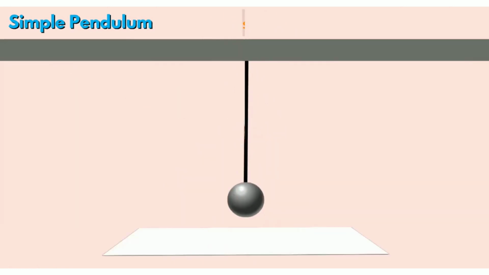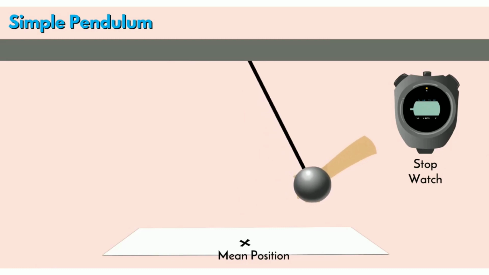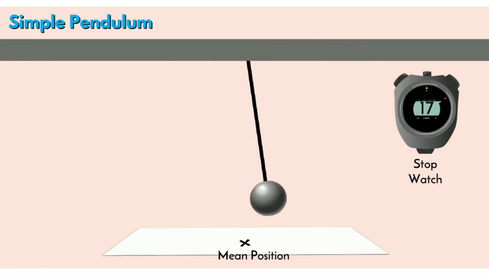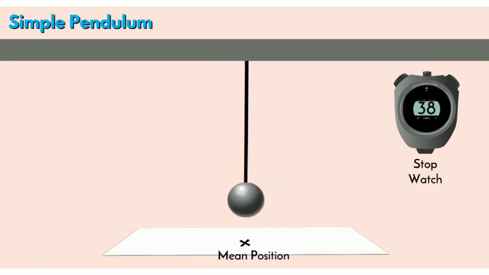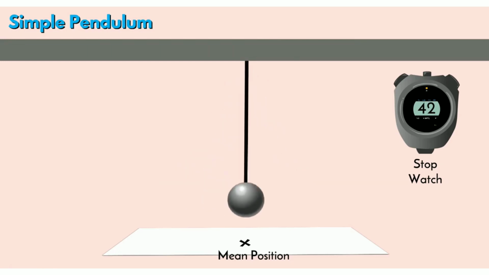Switch off the fans. Take a clock to measure time, preferably a stopwatch. Bring the ball to one side and now release the ball, and at the same time start the stopwatch. Go on counting the oscillations. Stop the stopwatch as soon as the pendulum completes the 20th oscillation.